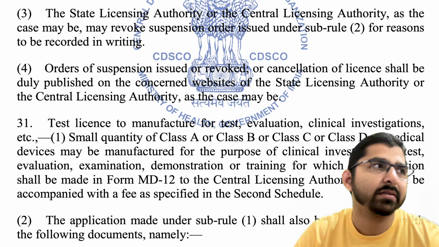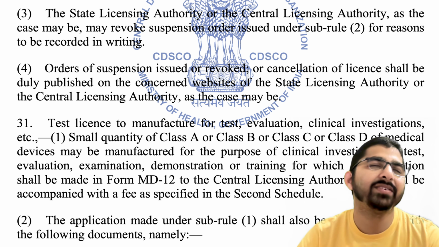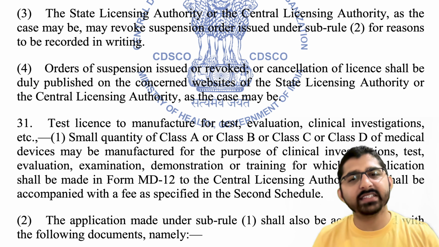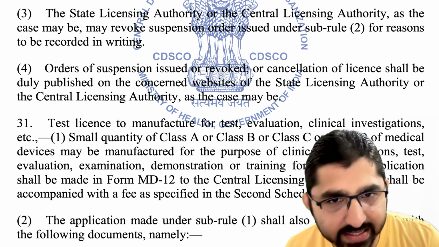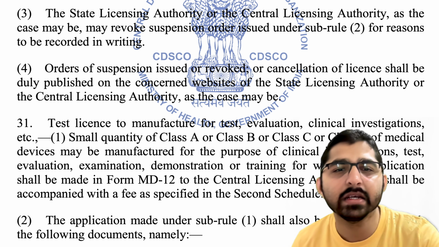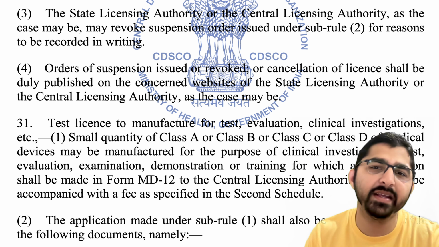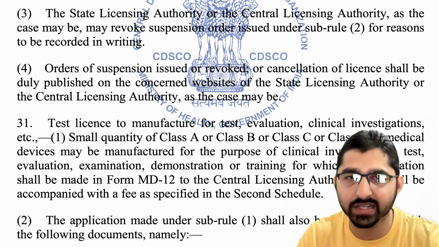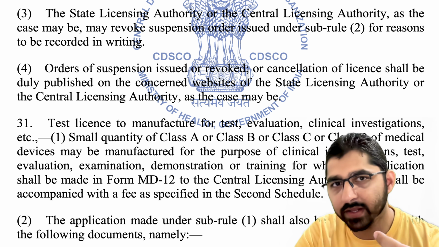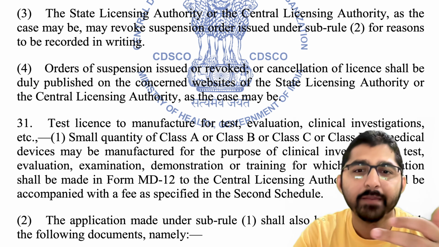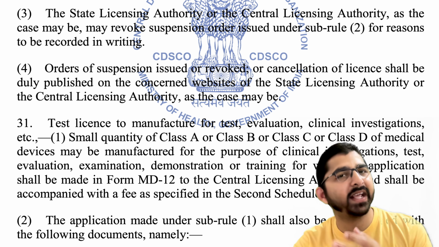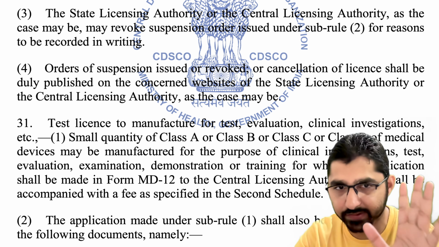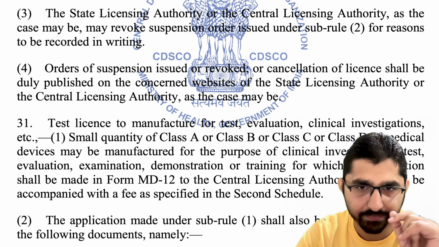So now let's talk about the test license. The test license is to manufacture for test, evaluation, clinical investigation, etc. In that case, a small quantity of class A, B, C and D medical devices may be manufactured by the manufacturer for the purpose of clinical investigation, test, evaluation, examination, demonstration or training, for which an application shall be made in Form MD12. So MD12 is for the test license, along with the required fee.